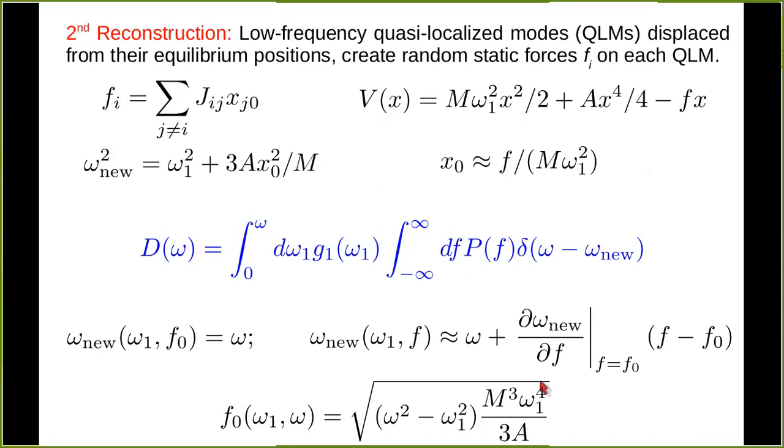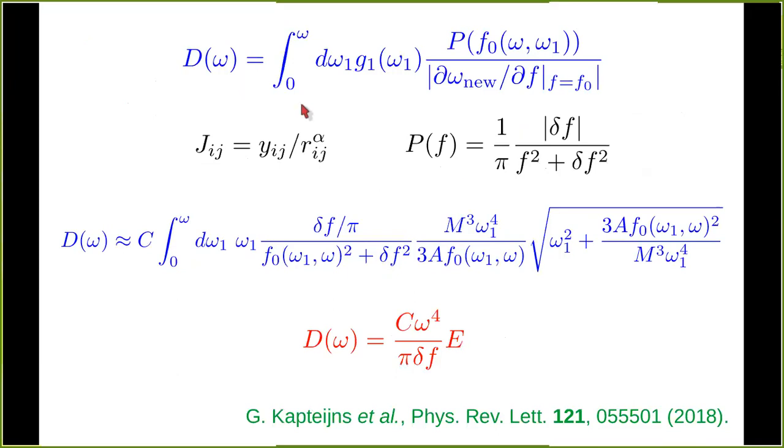To calculate the density of states, what we need to know is the distribution of these forces. I'm not going into the details of this calculation, but it turns out that this distribution of force is Lorentzian in nature with variance delta f, and when we insert this into this formula, we end up with this. Now, without solving this integral, we do a variable transformation and extract the omega dependence, and it turns out to be proportional to omega to the power 4, and this dimensionless integral enters into this prefactor E.